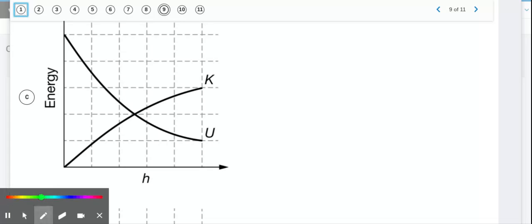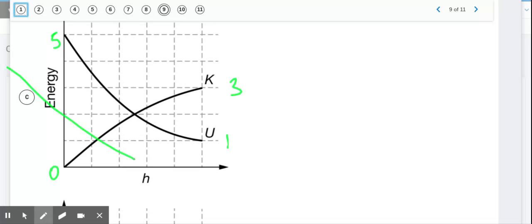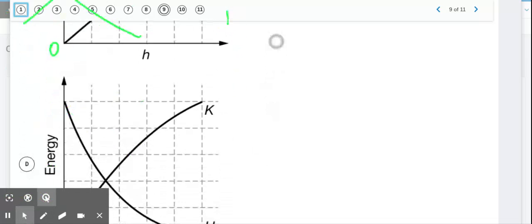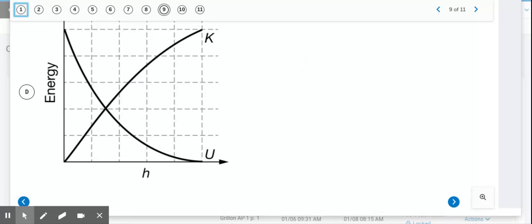Fantastic. All right, here's the problematic one. Wait, actually, 1, 2, 3, 4. Yeah, so this is at 5. So we have initial energy of 5 blocks and then final energy of 1 plus 3 blocks. That's 4. See you later. And then this one's a possibility.